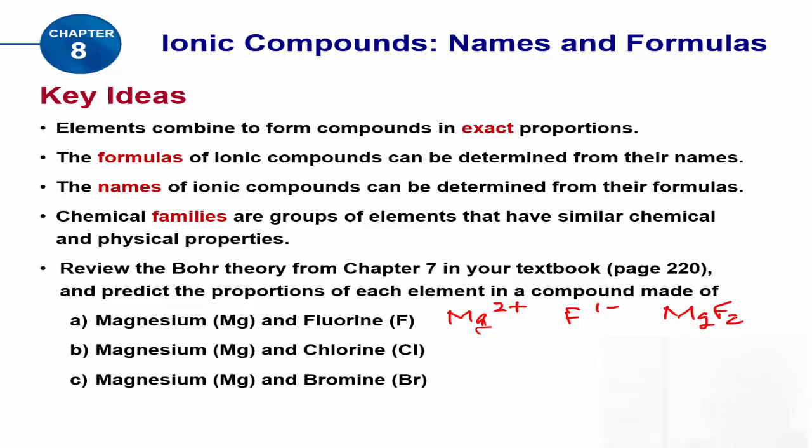Notice the subscript has to be written lower down. It just tells you there's 2 atoms of fluorine. Each one has a charge of -1, so there's a total of -2 on fluorine, which balances the plus 2. What about magnesium and chlorine? Because they're in the same family, magnesium is still 2 plus, but chlorine is just like fluorine, it's -1. So you know that the ratio is basically 1 magnesium.